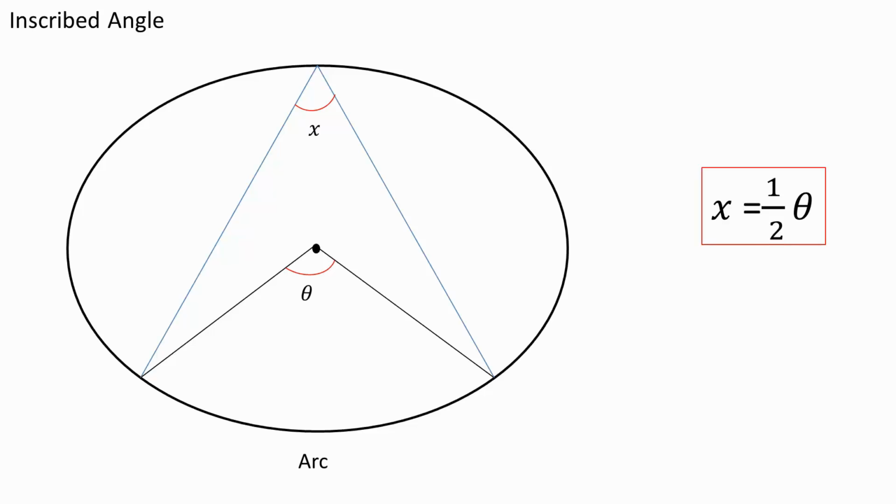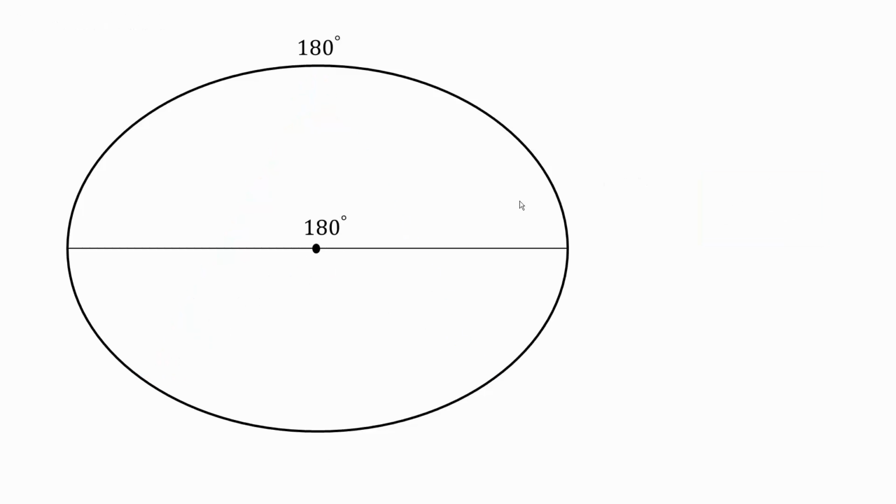In this video, we will go over inscribed angles and we will prove this. We will prove that the inscribed angle is equal to 1/2 of the central angle. Now, before I prove that, I just want to make sure everyone knows that the central angle is equal to the angle measure of the arc.